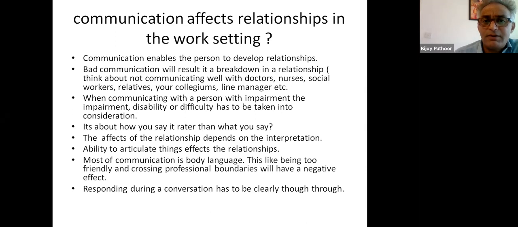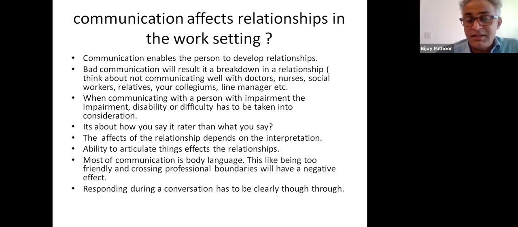Whatever happens, it can really affect the relationship. It can affect the relationship in a positive way, or in a negative way, depending on your ability to communicate. When you communicate, you have to think, how am I going to communicate? Communication is a two-way process. You can say this is how I communicate, but you may have to alter your communication according to the situation as well.